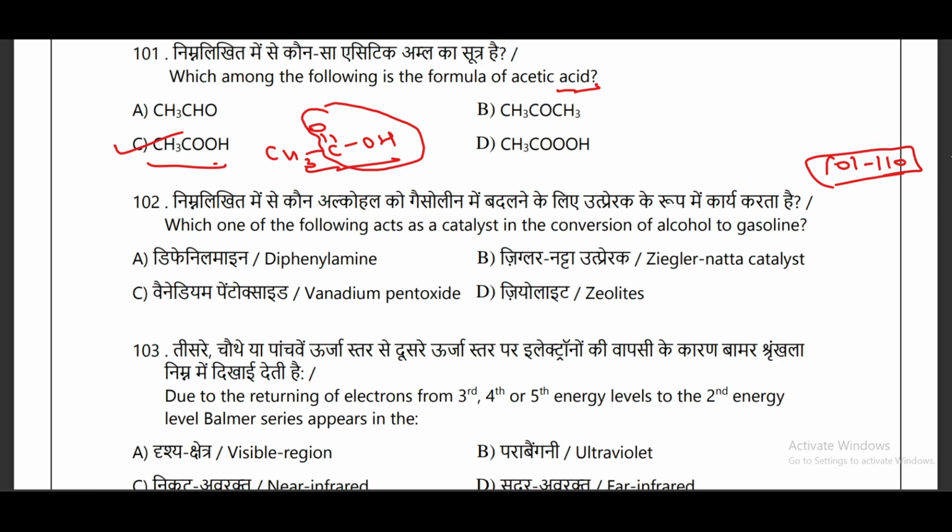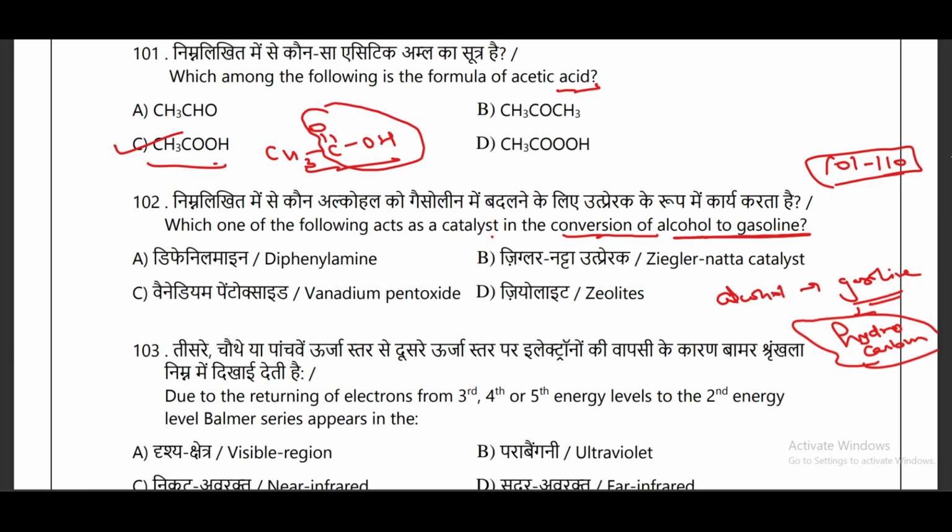In the next question, which one of the following acts as a catalyst in the conversion of alcohol to gasoline? Okay, so you have to mention the catalyst which converts alcohol to gasoline. Gasoline is a hydrocarbon, right? So you have to convert alcohol to hydrocarbon, and they are providing you four options, and out of four options your correct answer is zeolite, which is option D.